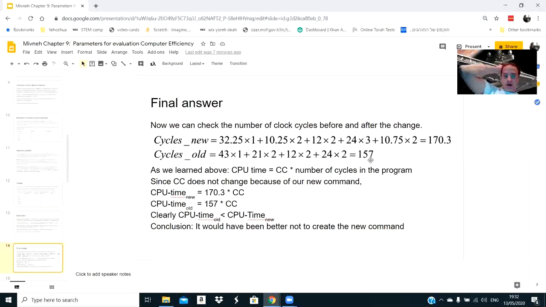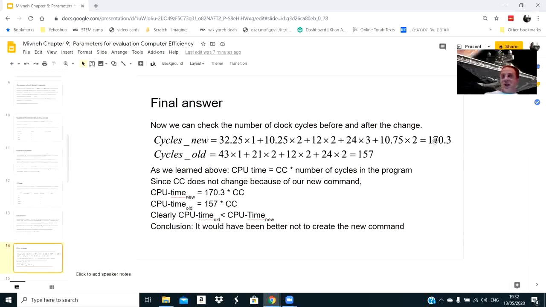So which one's better? Well, I can right away say that since the clock cycle is the same, and the new one has more clock cycles for the same program, it obviously was not worthwhile to make this change. The CPU time of the old one is less than of the new one. Conclusion: it would have been better not to create the new command.